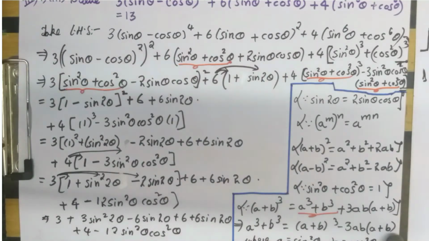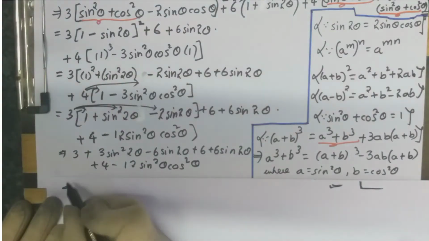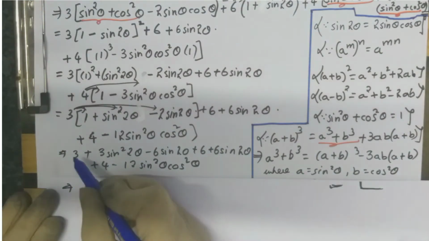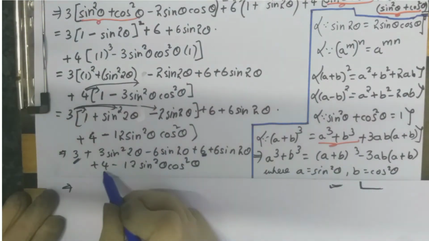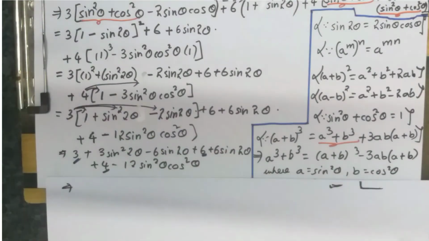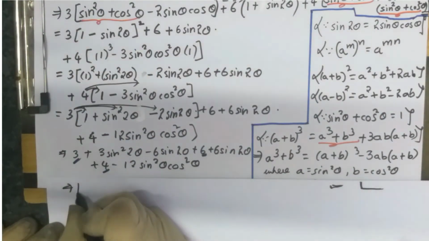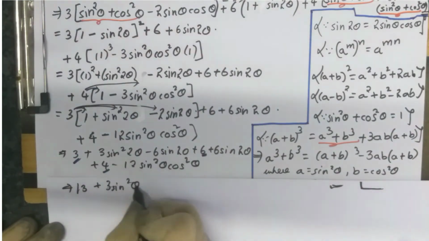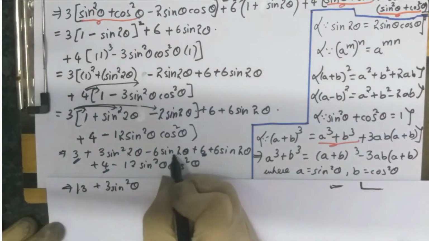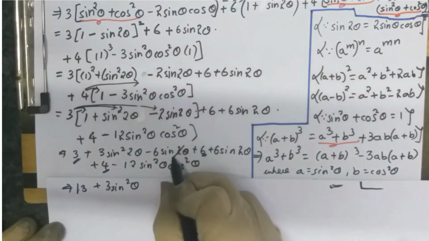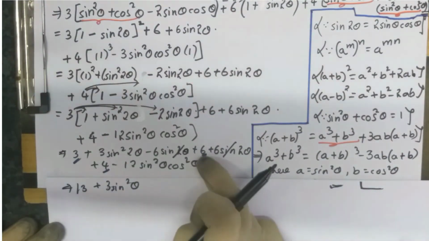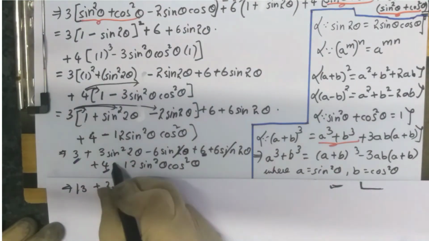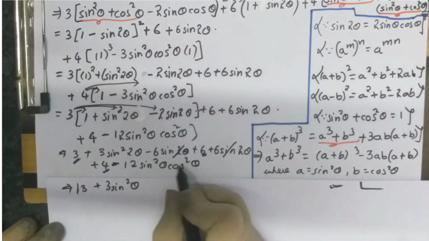Okay, now what we can do? You will add the constants. Here we have 3 plus 6 is 9 and 9 plus 4 is 13. Let us write the constant 13 here, and here we have plus 3 sine square 2 theta. Here we have minus 6 sine 2 theta and here we have plus 6 sine 2 theta. So both will get cancelled because one is minus, one is plus and both are same. And what are we left with? We are left with minus 12 sine square theta cos square theta.